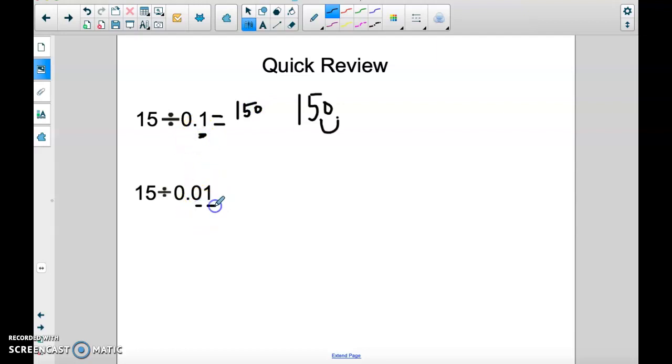So now I'm dividing by 0 and 100th. So I've got 15, and I'm going to move it out two place values. And I'm going to make it 1,500.